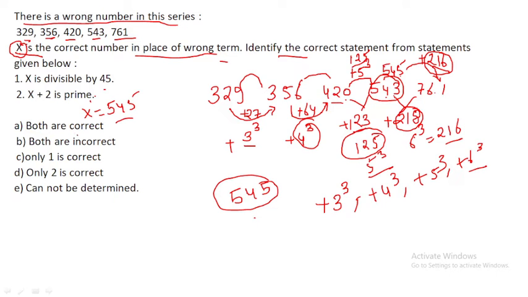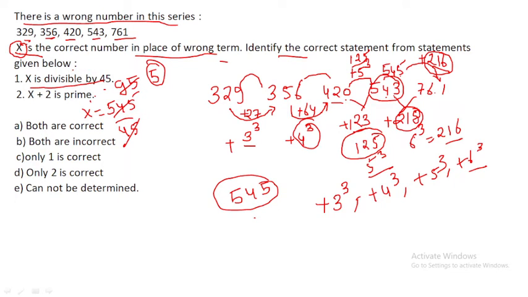Now we will verify the given statements. Identify the correct statement from the statements given below. First, X is divisible by 45. So 545 upon 45. 45 ones are 45, so 9 will be the remainder. So 95 now. 45 twos are 90, so 5 is the remainder. Now 5 is not divisible by 45, so it is not completely divisible by 45. X is not divisible by 45.